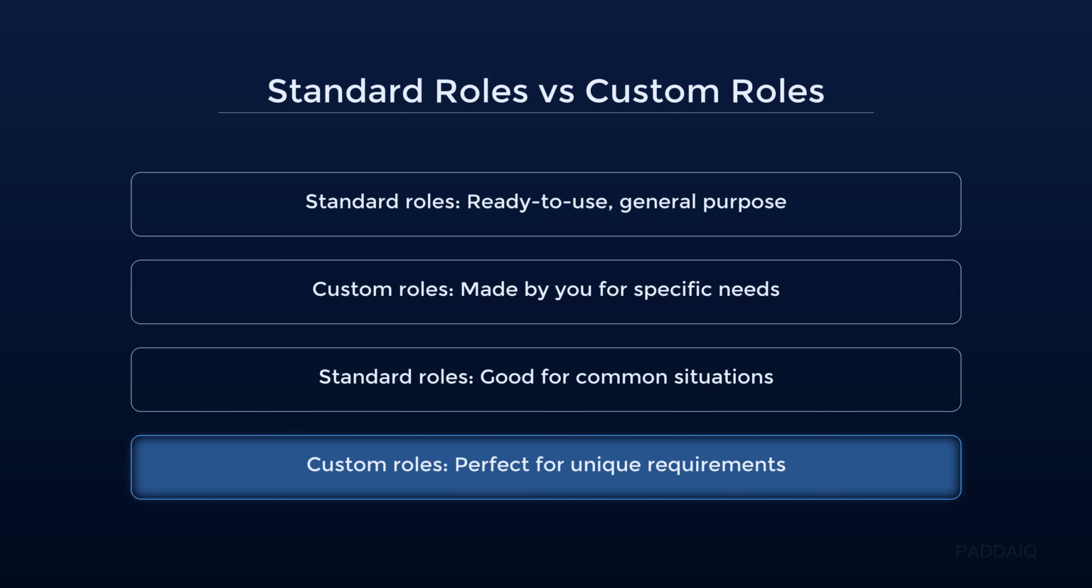Custom roles: perfect for unique requirements. This means you can create roles tailored to specific business processes not covered by standard SAP roles. For instance, a company needing a role for hybrid cloud data analysts could design one with precise authorizations for both on-premise and cloud data access. This flexibility ensures your security model aligns exactly with operational needs.